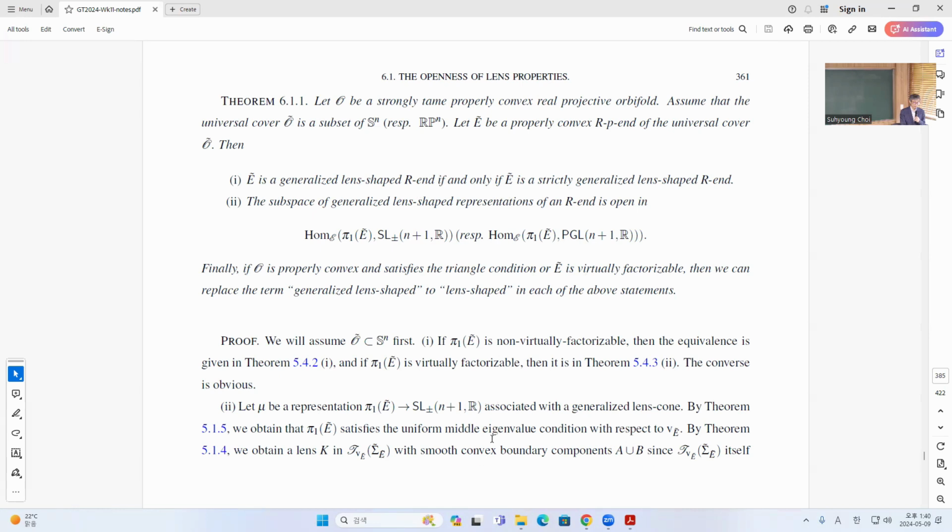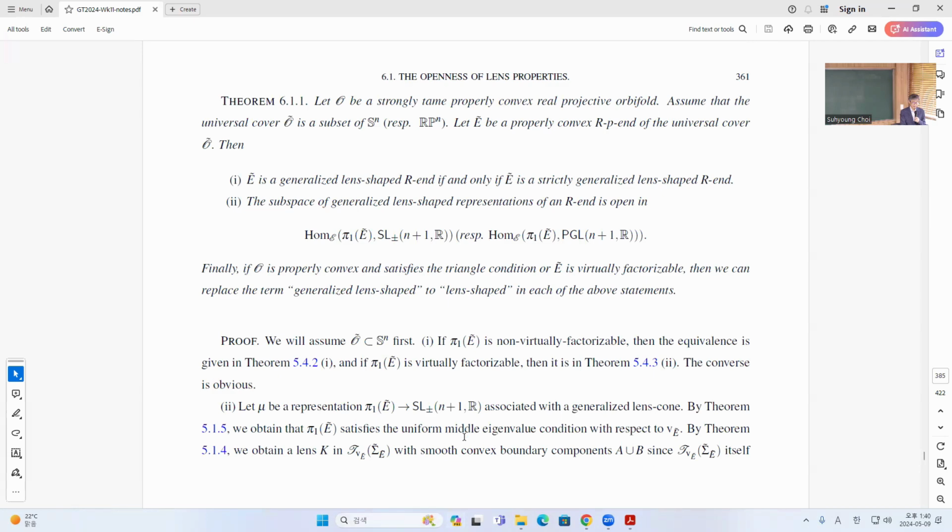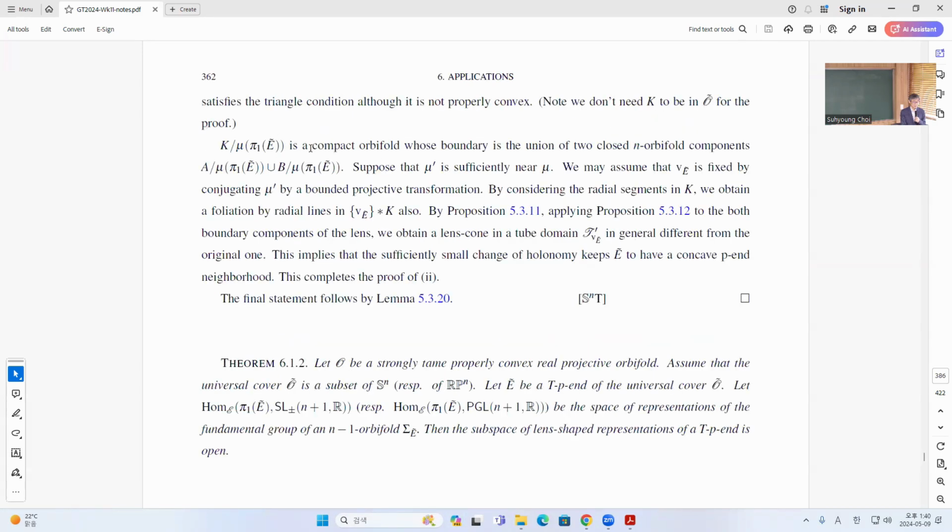we know that these satisfy the uniform eigenvalue condition, and so if you look at the lens K, then K mod the group is a compact orbifold with boundary, which is a union of two closed n-1 dimensional orbifolds. And if it's sufficiently close to the original one, this is smooth, so it is actually C^2 convex. So whenever you change the connection, the C^2 convexity will be preserved on the change here.